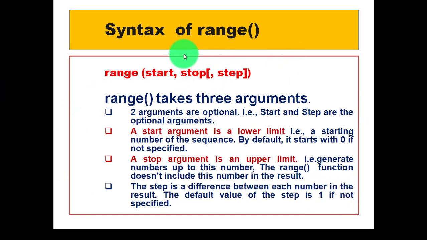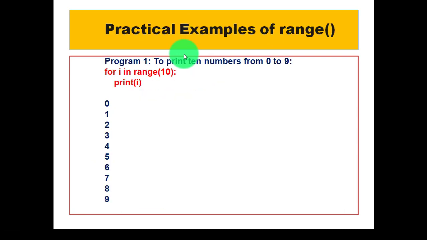Now it will be more clear if we go through it practically. So, practical examples of range. The first one I have taken is to print 10 numbers from 0 to 9. A very small piece of code will be needed for that. As you know, we can use a for loop here: for i in range(10), print i.